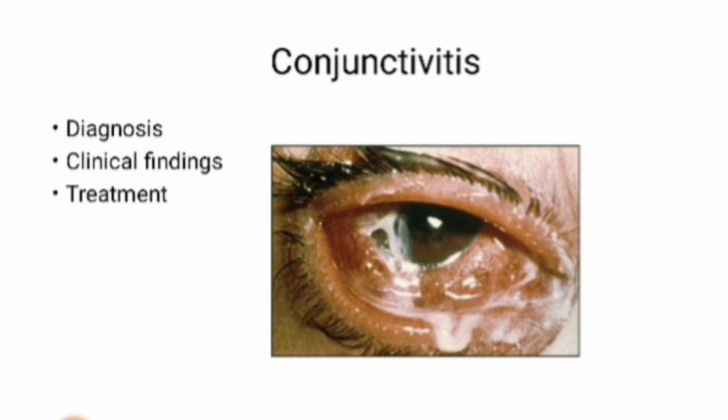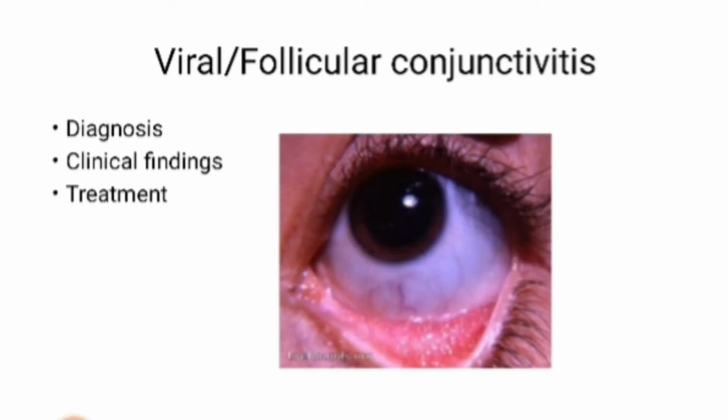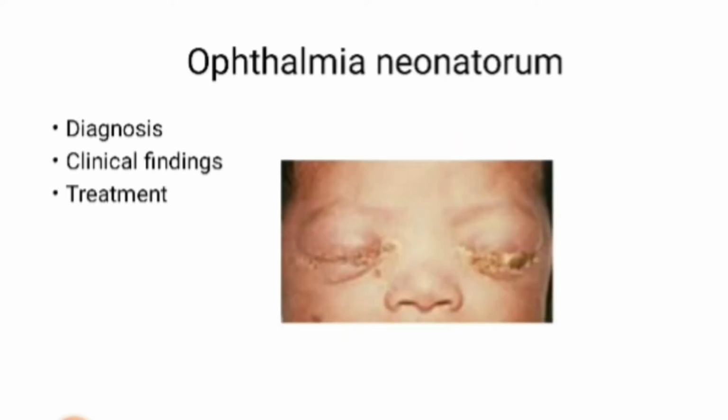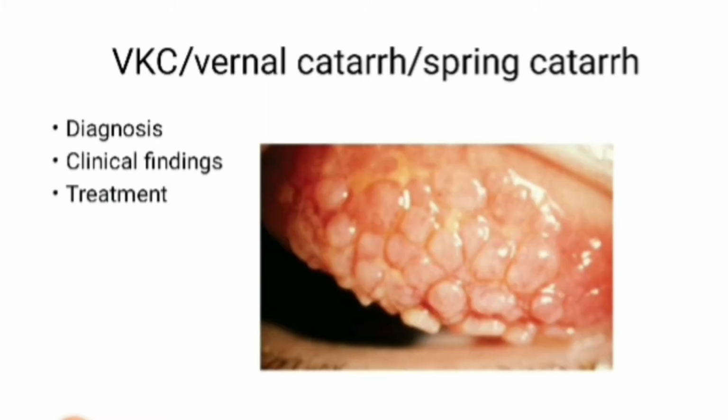Conjunctivitis. It is the inflammation of the conjunctiva. Viral follicular conjunctivitis. Follicles develop in the tarsal or follicular conjunctiva. Ophthalmia neonatorum. It is conjunctival inflammation that occurs within the first month of life. Vernal keratoconjunctivitis. It is a recurrent bilateral allergic inflammation of the conjunctiva. Cobblestone appearance or pavement stone on the conjunctiva.